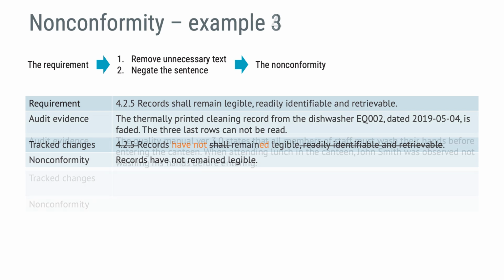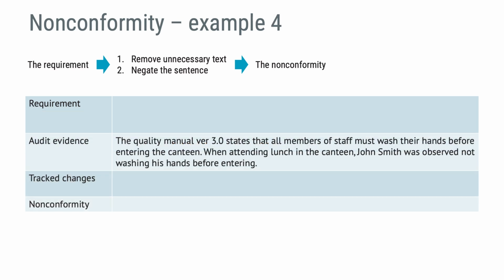Next up is a special case. I will start with the audit evidence this time. The Quality Manual version 3.0 states that all members of staff must wash their hands before entering the canteen. When attending lunch during the audit in the canteen, John Smith, from the auditee, was observed not washing his hands before entering. Now, if you read ISO 13485, there aren't any requirements relating to washing hands before entering the canteen. If it had been a requirement relating to entering production or a clean room, for example, you could say that there would be applicable requirements, but in this case, it's a requirement that the auditee has taken upon themselves to meet while it's not required by ISO 13485.